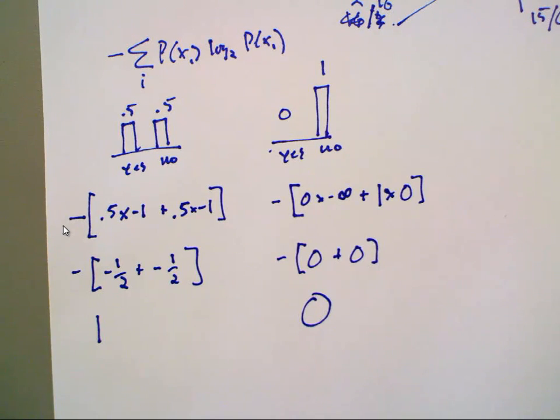Undefined. Anything times 0 is 0, dude. I don't care how big it is. Any number times 0 is 0. Anything times infinity, that's so not true. My 0 is bigger than your infinity. Anyway, so isn't that nice?